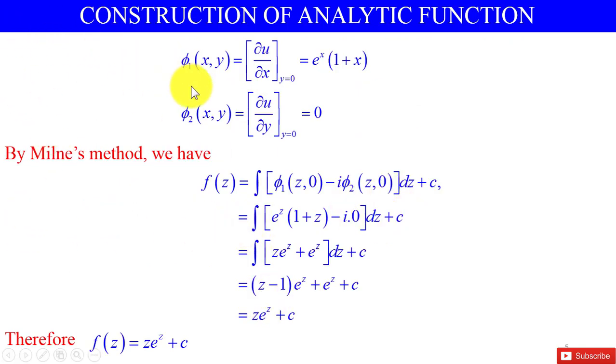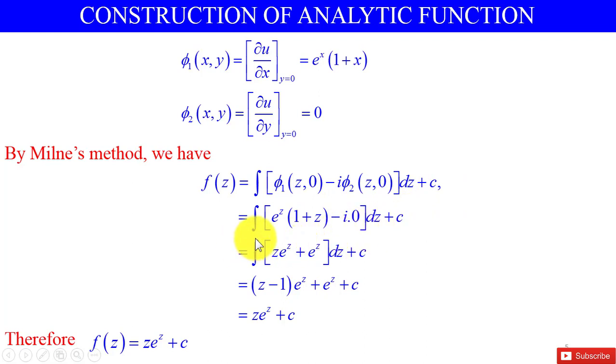Therefore, phi 1 x y is equal to del u by del x at y equal to 0, which is equal to e raised to the power x into 1 plus x, and phi 2 x y is equal to del u by del y at y equal to 0, this is equal to 0. Therefore, by Milne's method we have f of z is equal to integration of phi 1 z0 minus i times phi 2 z0 dz plus c.